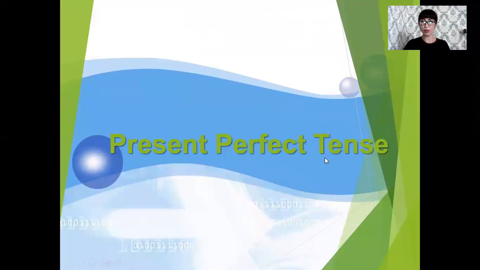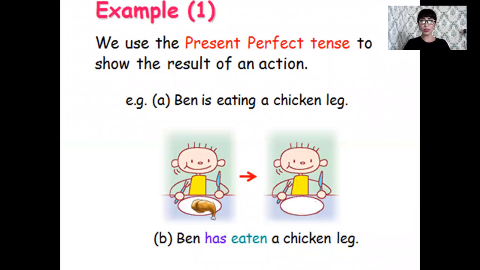Okay, present perfect tense. Hozirgi tugalangan zaman. Why do we use this tense? We use the present perfect tense to show the result of an action. For example, we have done some action, but we did it before. Right now, we have finished doing this action.